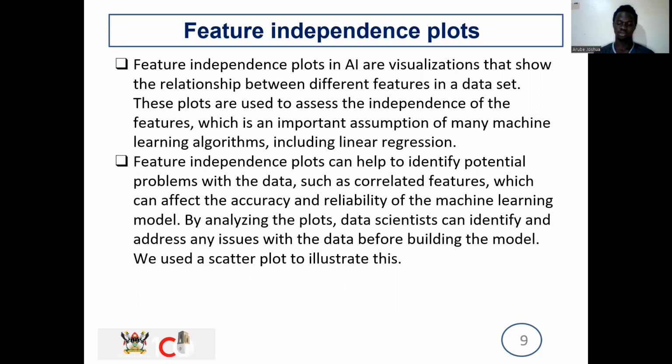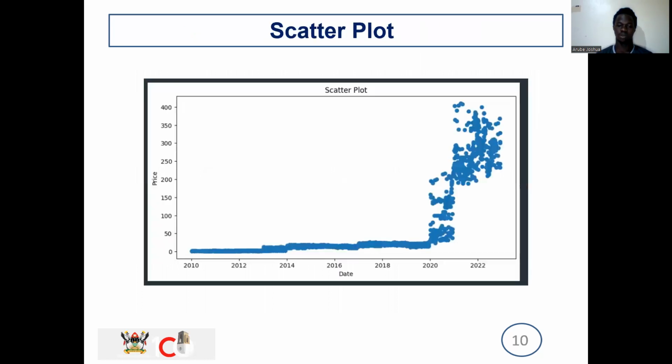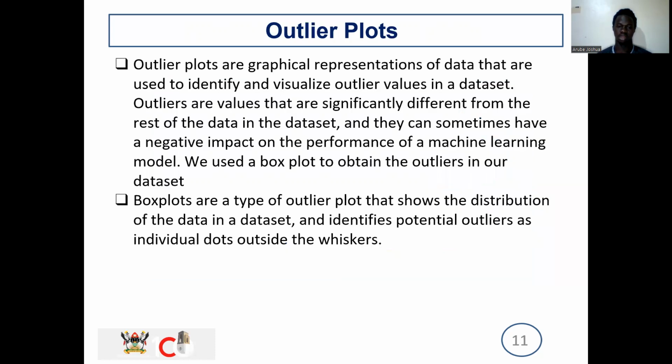To illustrate this, we used a scatter plot, as it can be used to analyze a feature independence plot. We found out that from the year 2010 to around 2019, 2020, the price values were very low. And from then onwards to 2022, the prices shot up at a very high speed and continued to rise drastically.